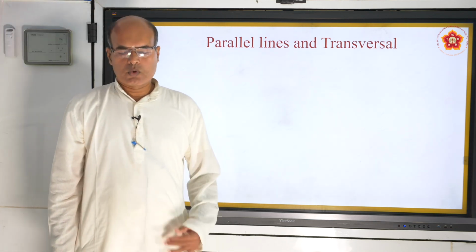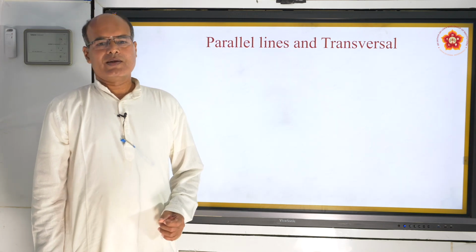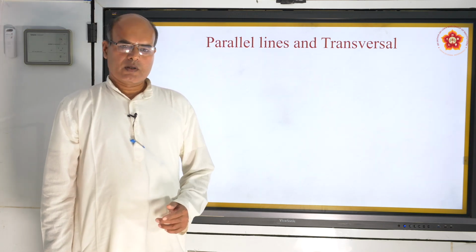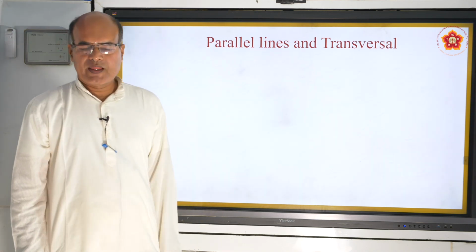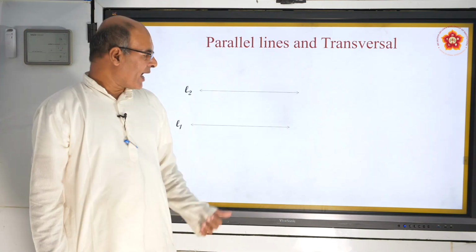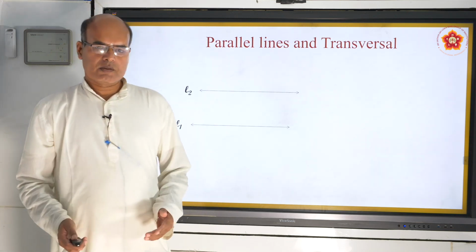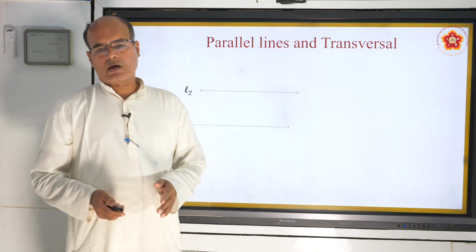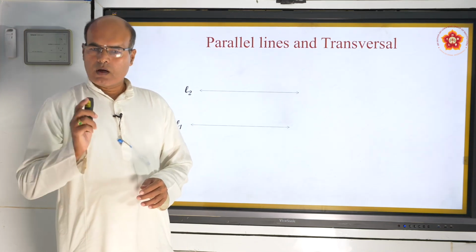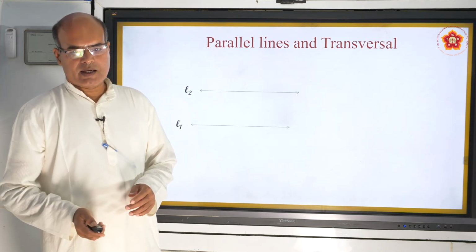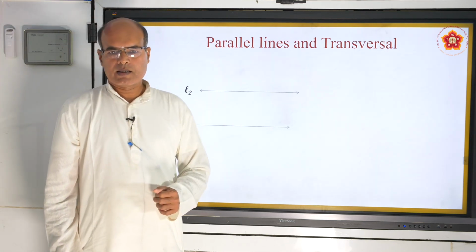So now let us move to today's topic, parallel lines. You know that if we have any two lines on a plane, then they must be either parallel or intersecting. I'll repeat. If we have any two lines on a plane, then they must be either parallel lines or intersecting lines. Look at these two lines. So these may be parallel lines.